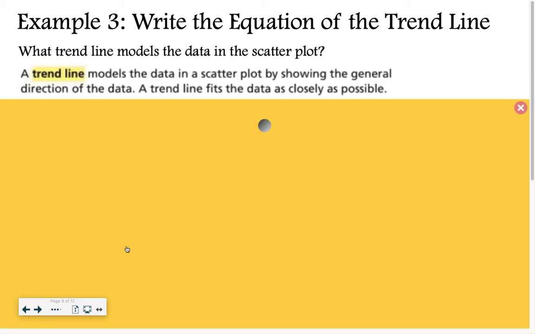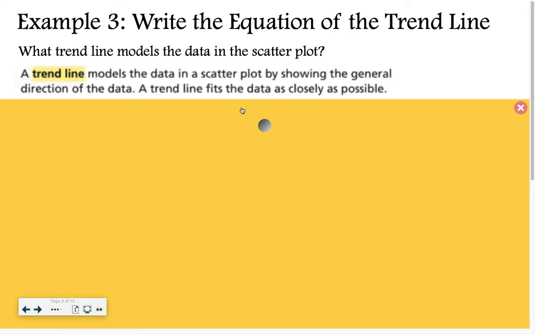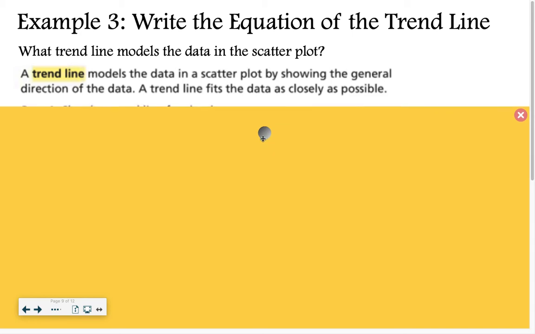All right, example 3. Write the equation of the trend line. First of all, a trend line models the data in a scatter plot by showing the general direction. Those lines that were just drawn on the last two graphs, those are trend lines. You always want your trend line to fit the data as closely as possible. So when you're drawing those in, you want them to go through as many points as you can.